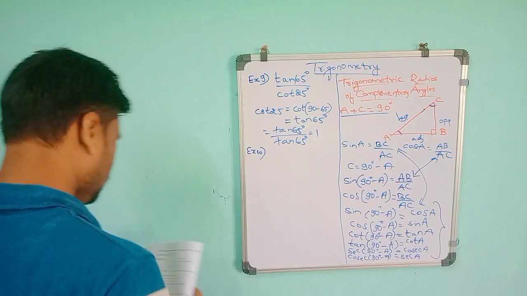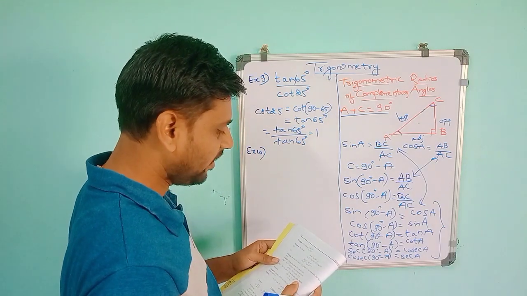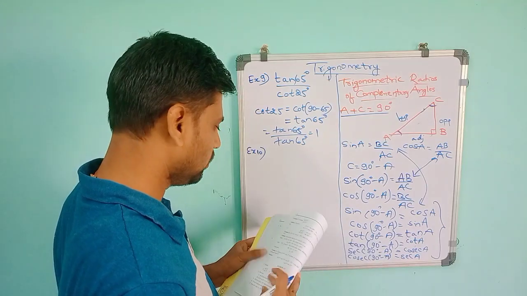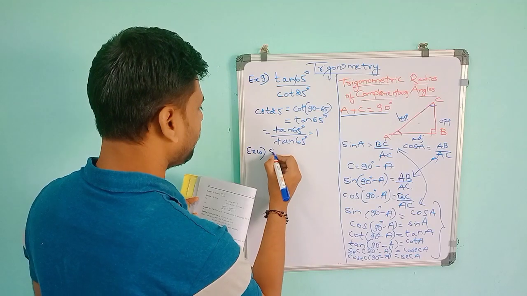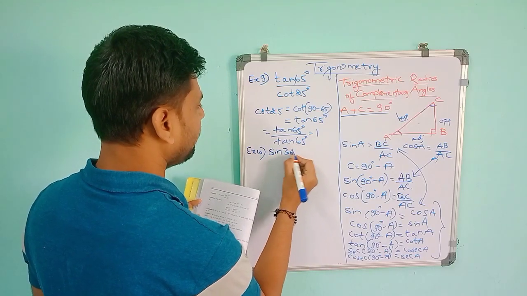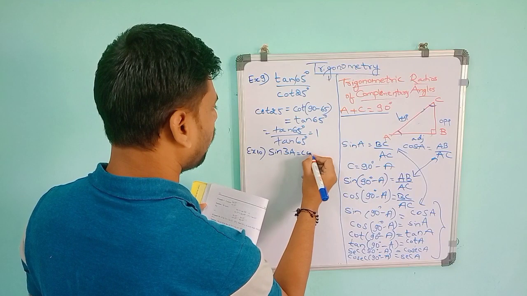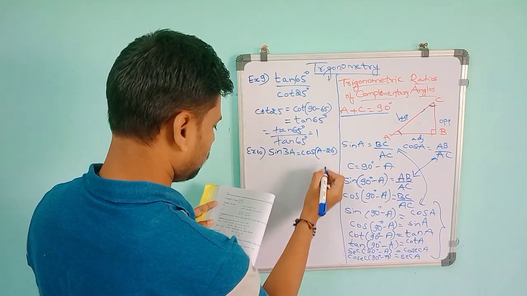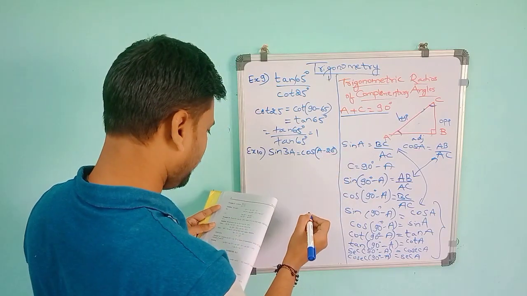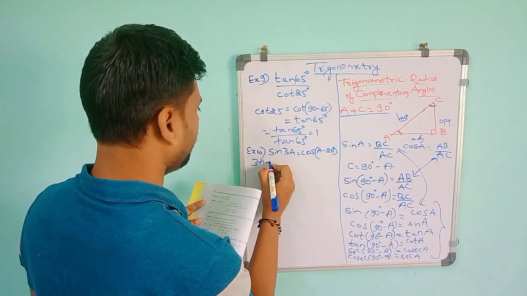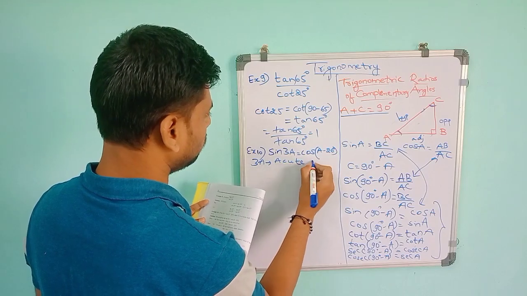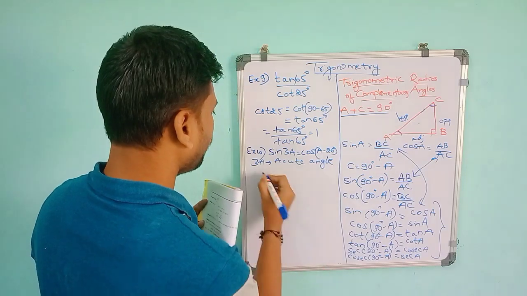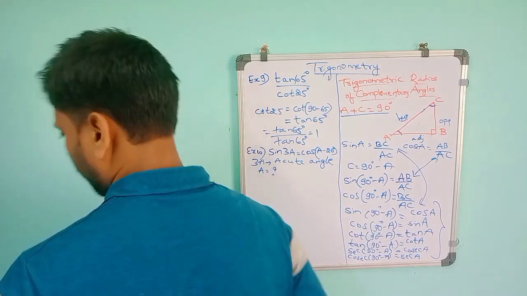Example number 10. If sin 3a is equal to cos of a minus 26 degree, where 3a is an acute angle, find the value of A. So you have to find the value of A.